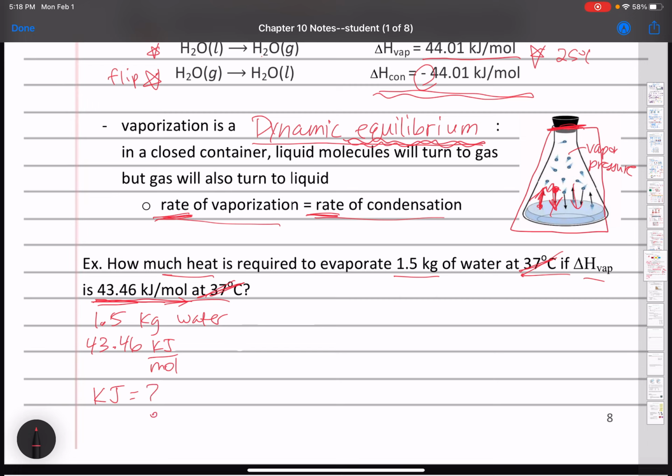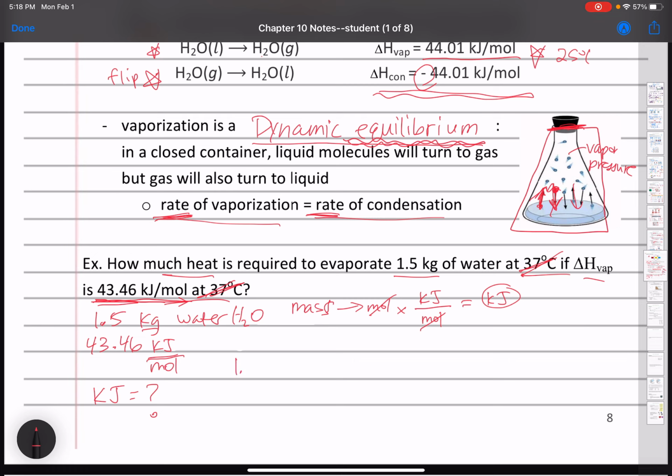Okay, so we have kilograms, kilojoules, and moles. Nothing there stands out to me as being able to cancel out. All right, but water, I know, is H2O. And if I know the mass of something and I know its chemical formula, I can figure out how many moles I have. And if I know how many moles I have, I can multiply that by the enthalpy, and that will give me kilojoules. So that's the process I want to do.